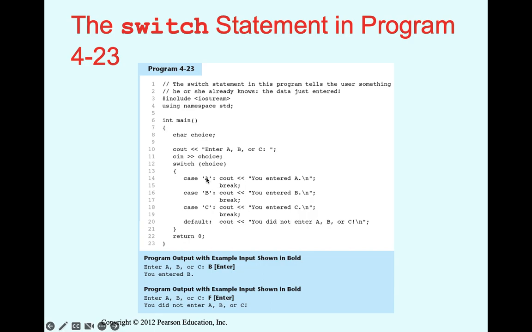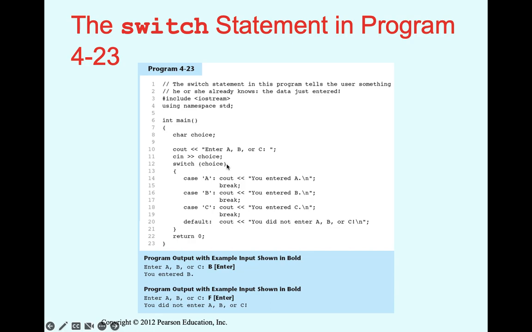If it was A, it will print "you entered A" and break, going outside the switch. If you entered B, it will come to case B, print B and break. If you enter C, it will come to case C and break. If you enter anything other than A, B, or C, you can just print "you didn't enter A, B, or C". If you notice, you can do this by if else.